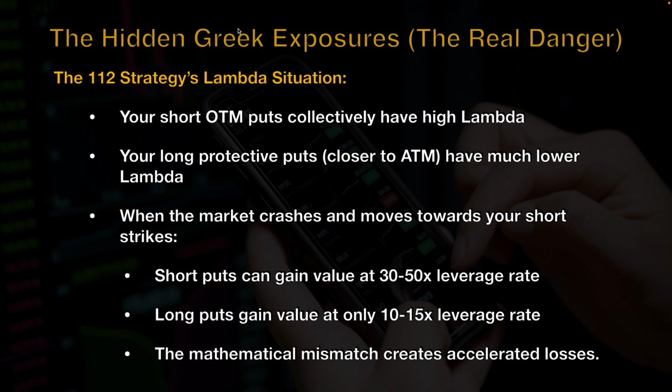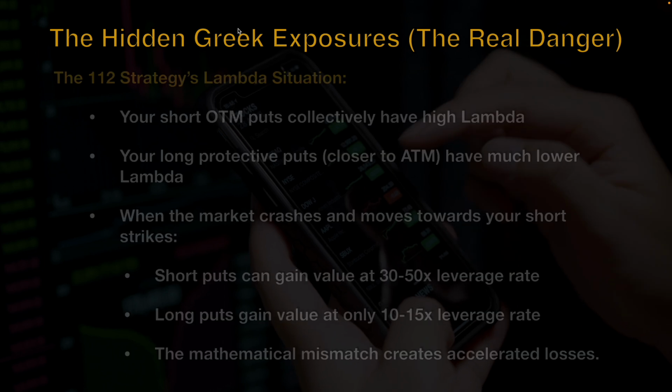Well, your short puts collectively have a higher lambda relative to your long puts, which have a much lower lambda. So when the market crashes and moves towards your short strikes, the short puts can gain value at 30 to 50 times leverage rate, while the long puts gain value at only 10 to 15 times leverage rate. So the mathematical mismatch creates accelerated losses. So basically the short puts gain value at a much higher rate than the long puts. And in this case, it's almost a moot point because the long puts are part of a put debit spread. So the volatility changes there are going to be muted anyway.